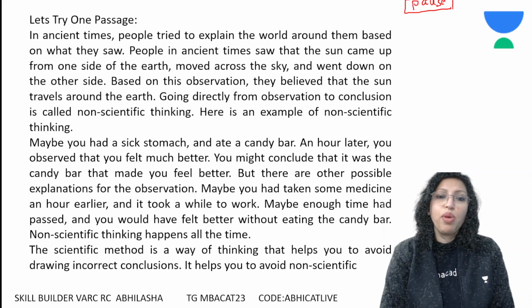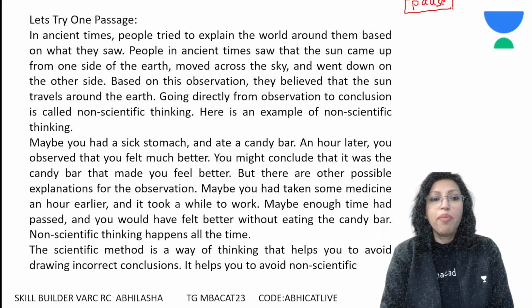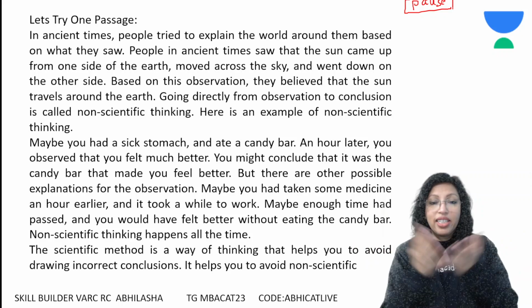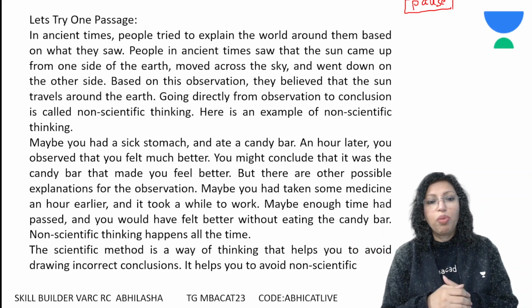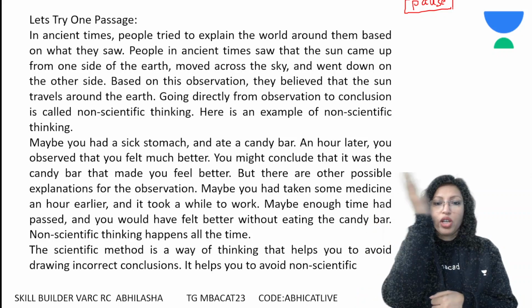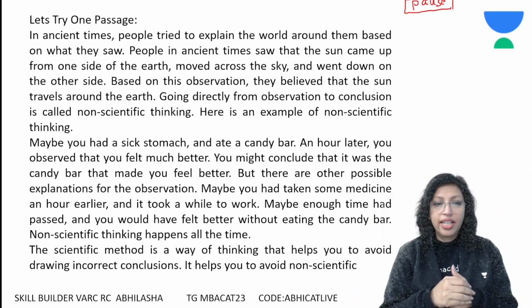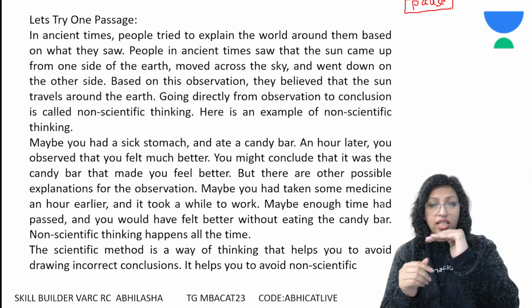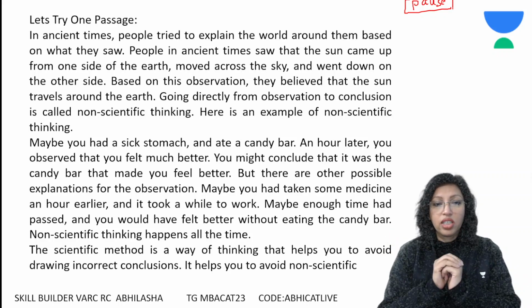In ancient times, people tried to explain the world around them based on what they saw. So people, whatever they saw, they said that this is what the world is. So people in ancient times saw that the sun came up from one side of the earth, moved across the sky and went down on the other side. So based on this observation, they believed that the earth is static and the sun travels around the earth.